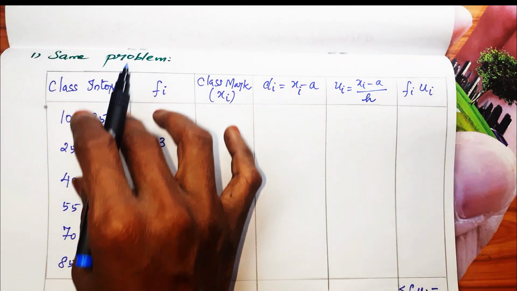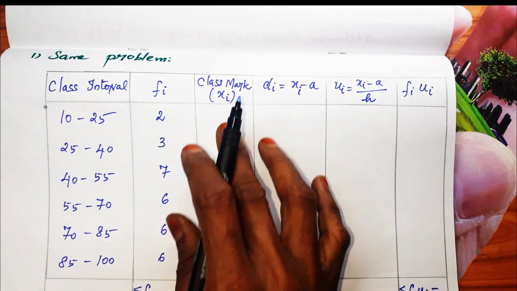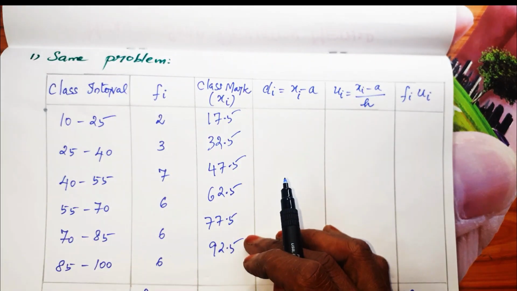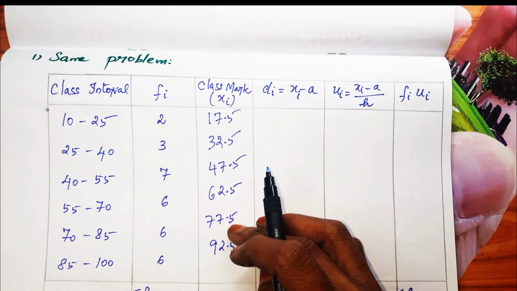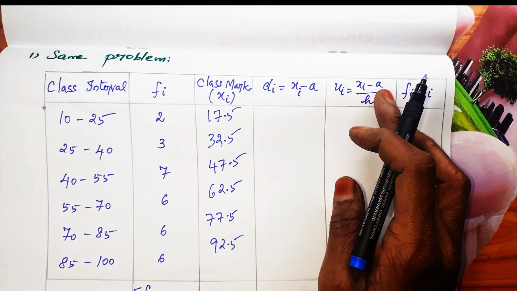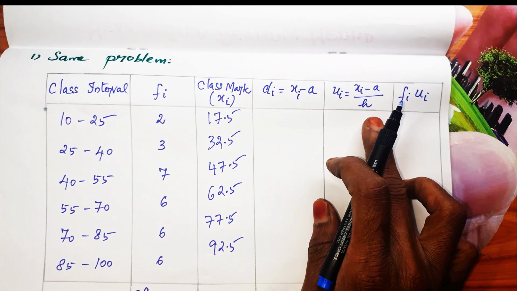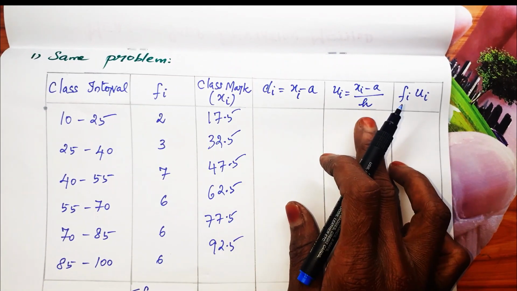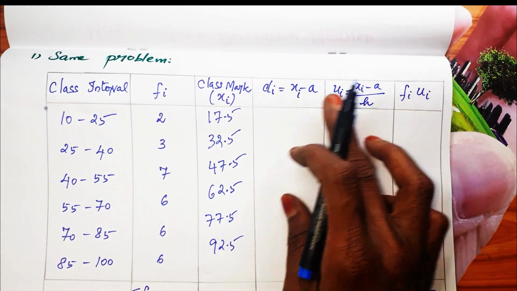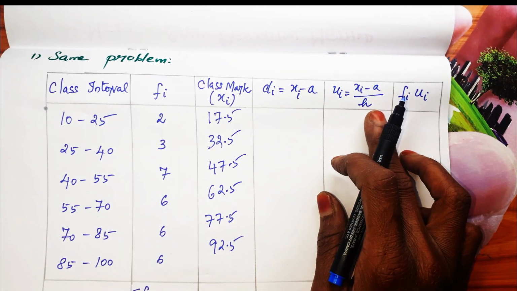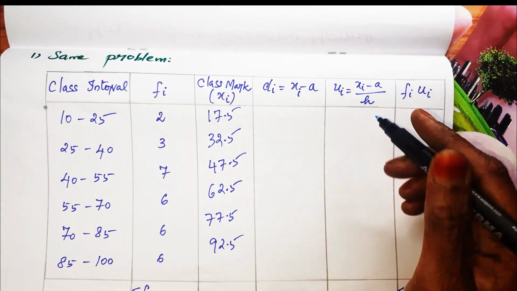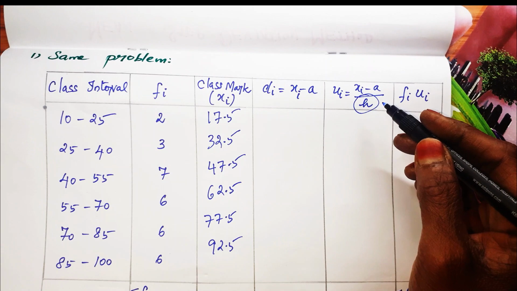So here class intervals are given, fi is given. We have to write the class marks. These are the class marks which we got already, that is the midpoints which we got. And ui is equal to xi minus a by h. In a single step we can calculate, or else we can split this into two steps. First we can calculate the numerator xi minus a alone. Then after getting the answer we can divide the value we get in this column by h. What is h? h is the length of the interval.